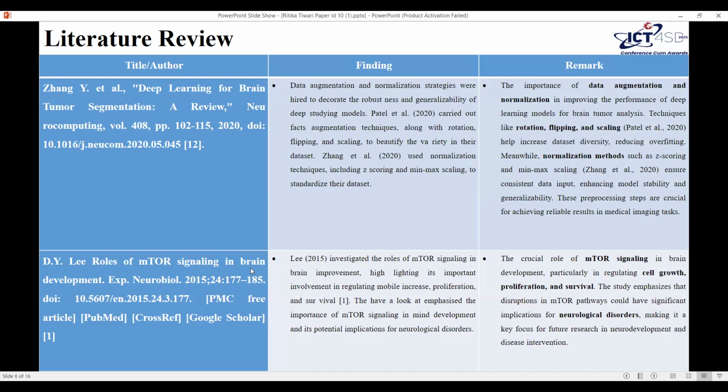Next, the roles of mTOR signaling in brain development. Here, mTOR signaling is used for cell growth, particularly regulating cell growth, proliferation and survival rate. The study emphasizes that disruption in mTOR pathways could have significant implications for neurological disorders.